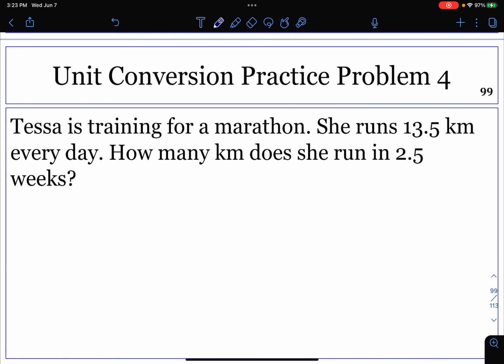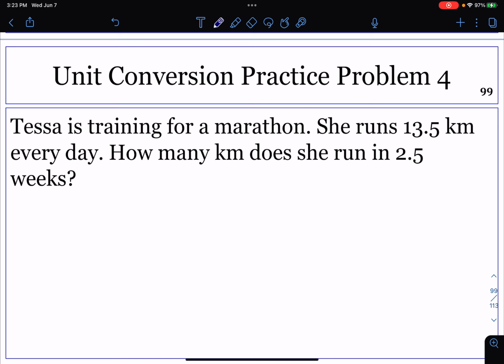Tessa is training for a marathon. She runs 13.5 kilometers every day. How many kilometers does she run in 2.5 weeks? This is a unit conversion problem written as a word problem. We have one unit conversion given in the problem, plus one or two more that we may need to look up on the back of your periodic table.